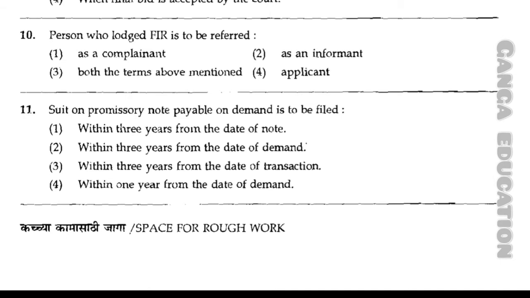Now question number 10. Person who lodged first information report is to be referred. Option number 1, as a complainant. Option number 2, as an informant. Option number 3, both the terms above mentioned. Option number 4, applicant. And the correct answer is option number 2, as an informant.